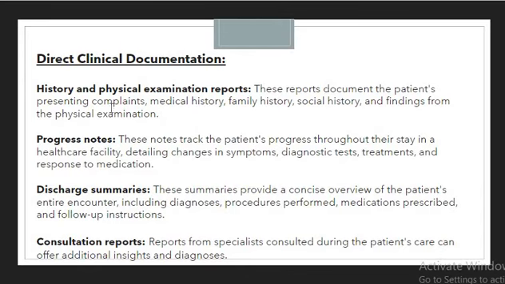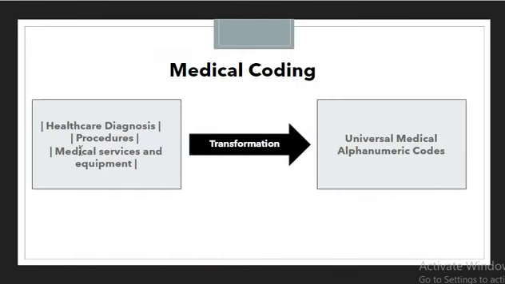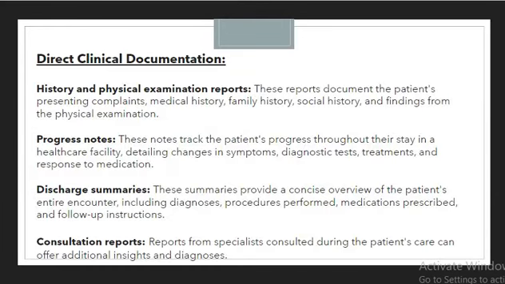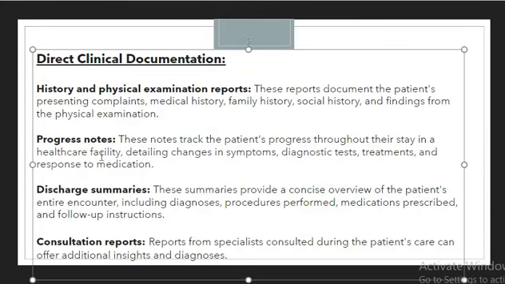So this is one source through which we get the direct clinical documentation, and then that documentation will be transferred. You can think of these sources as the left block, right? And then this information is converted into universal medical alphanumeric codes. Now, what is the second thing?